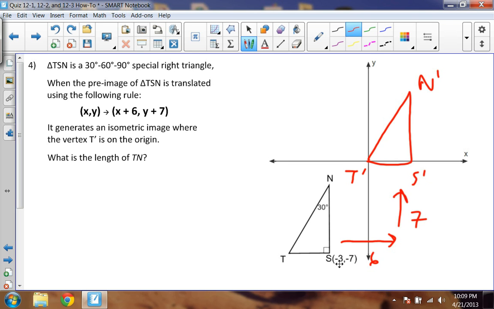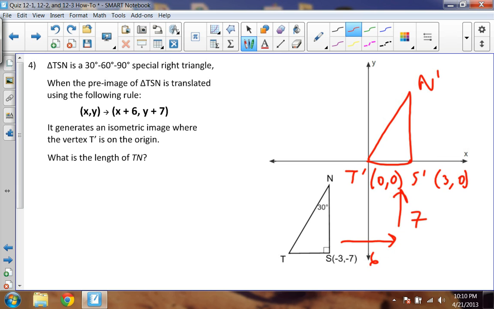S was at -3, -7. I moved 6 units to the right. So my new x coordinate for S should be at 3. And then obviously this is right here on the x-axis, and that should be 0. You can also figure that out by saying I went up 7 units from -7. -7 plus 7 is 0. So I have that, and on the origin, hopefully you knew what that meant or you looked it up. That point is 0, 0.